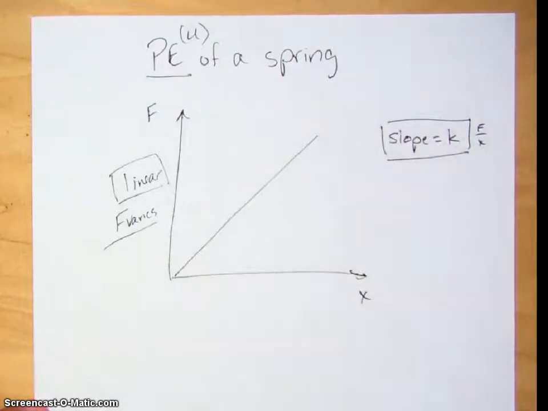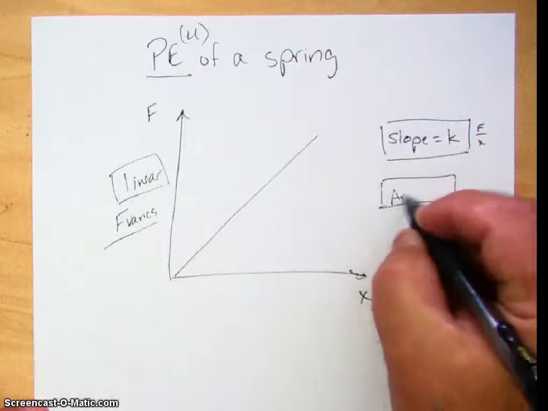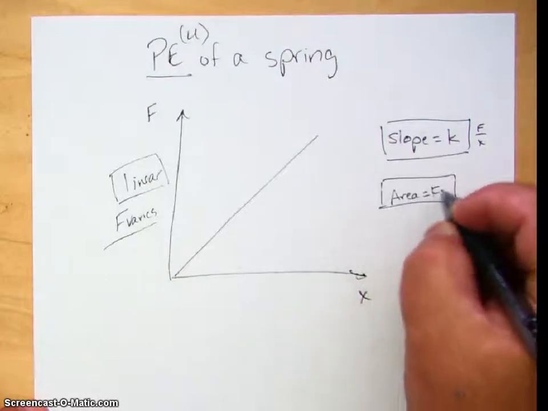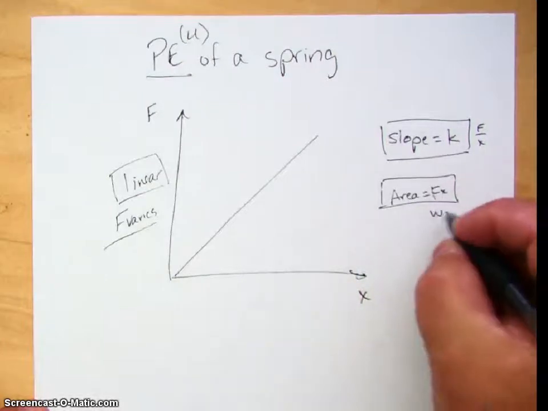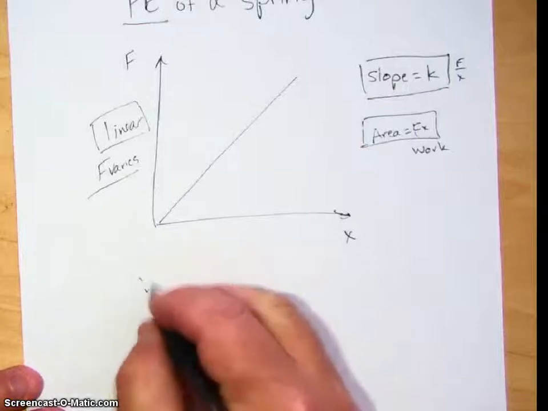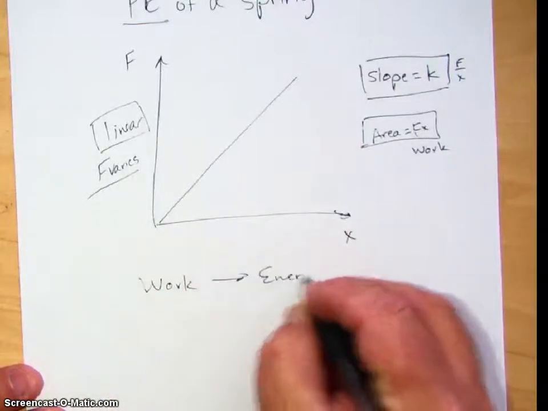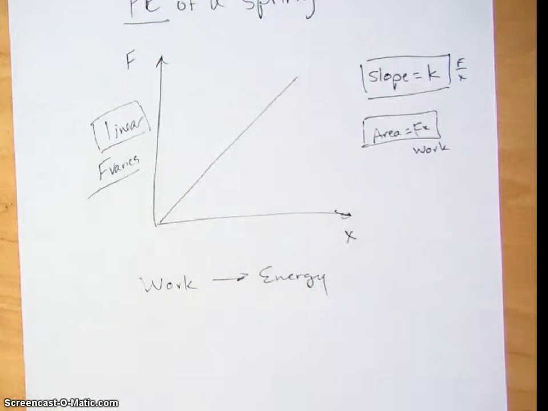Again, the negative sign really is only there to indicate direction. And the area under the curve is going to equal F times x, which is work. And that's kind of what I want to play with right now, because one of the key things is, if I do work, I give an object energy. So we will use work and energy almost interchangeably.